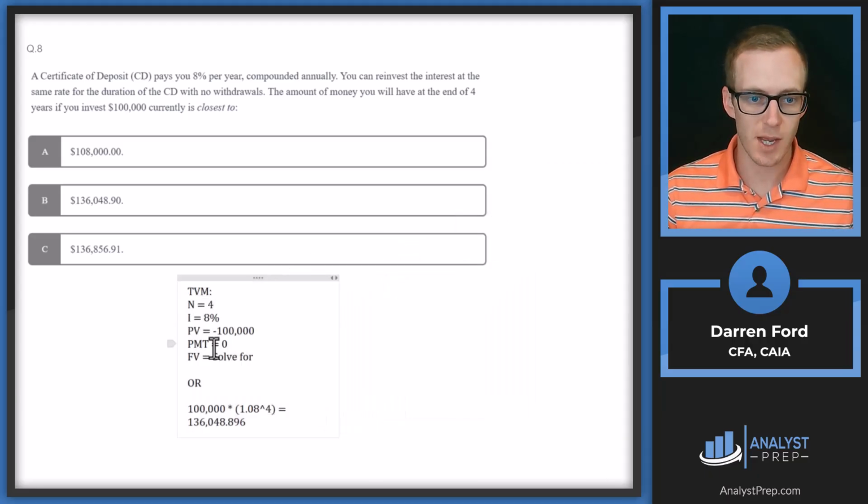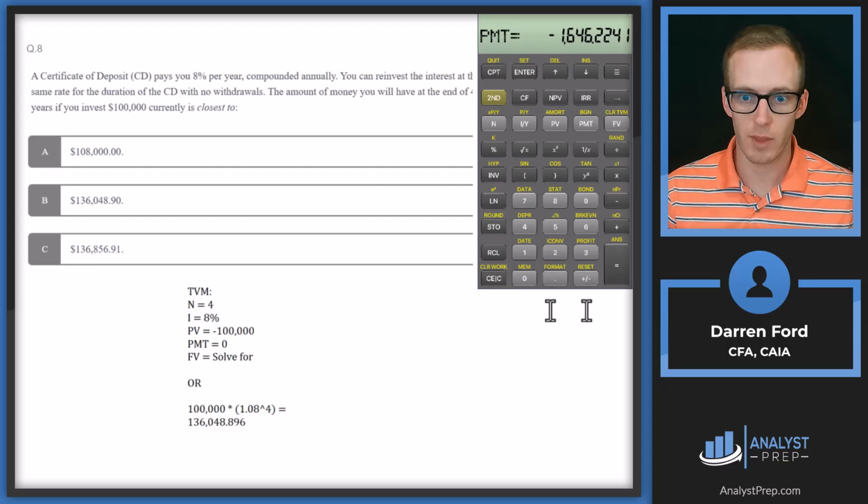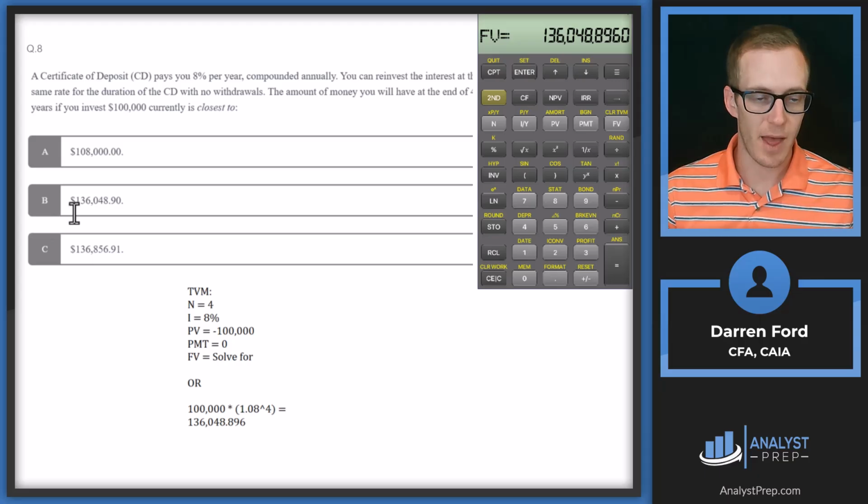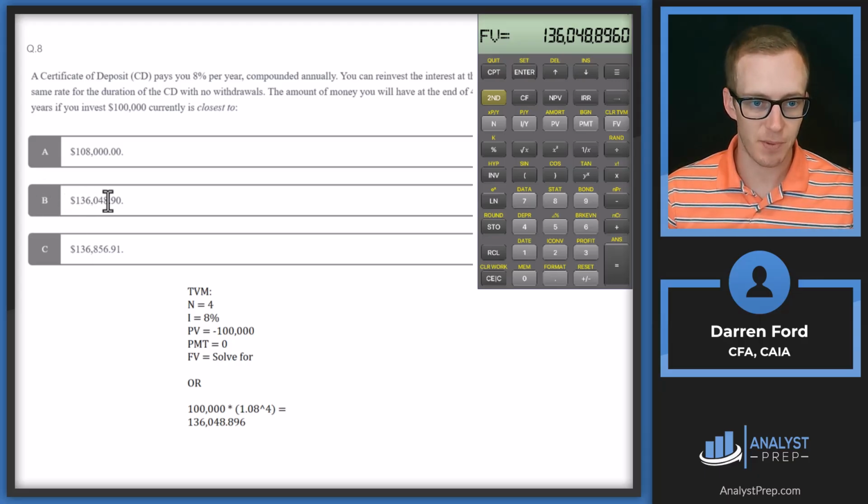So one is we can do a time value of money calculation, and I'll pull that up and we can punch in the numbers, but it's pretty straightforward. So we're compounding for 4 years at 8%. We'll have a present value of what we started at, 100,000, payment of 0, and then we'll compute that future value, and we get 136,048. We can see that corresponds to answer B.